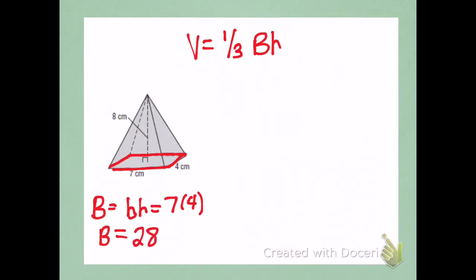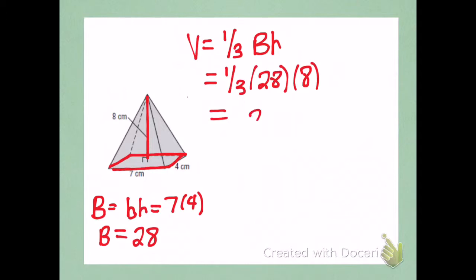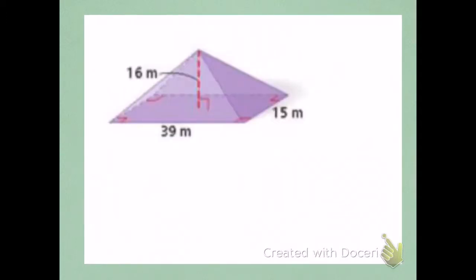So I want to substitute that into my formula. So I would say 1/3 times the area of the base, which is 28, times the height of my pyramid, which is the vertical measurement. So that would be 8. So when I put my values in the calculator, that tells me my answer is 224 over 3. Notice I don't have a pi on this because I don't have a circle. Now you find the volume of this pyramid.